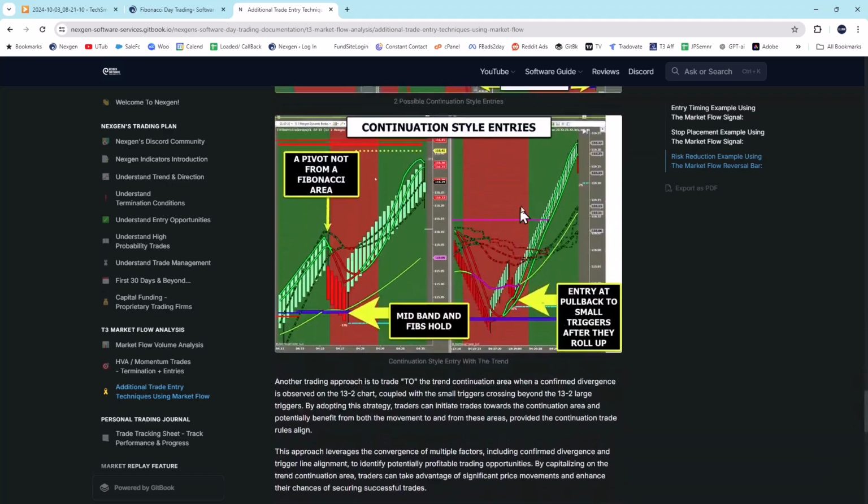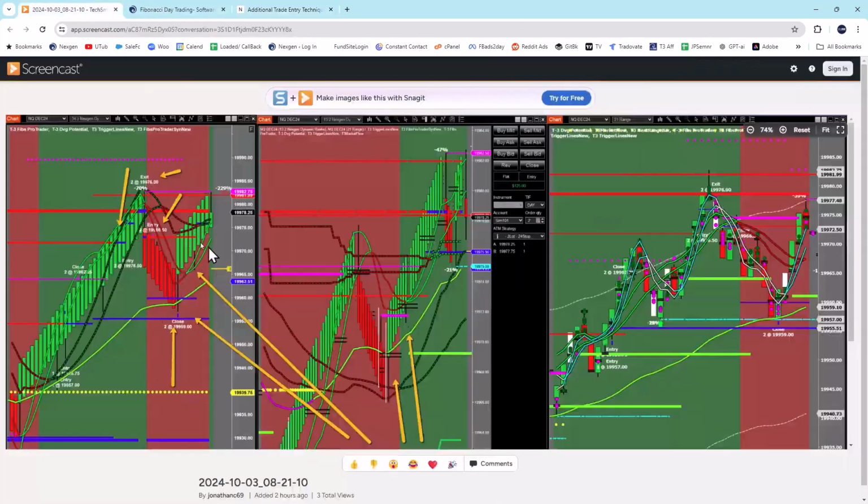Okay, so this is the picture right here. A continuation style entry. And basically it says, hey, I think we're going to keep going up. Essentially, you just buy a pullback to your small triggers after they roll over. Okay? I mean, that's it. Entry at your small triggers after they roll over. So that's pretty much the answer to your question on your picture, which is how can I get back in on my big chart? And once the small triggers roll back up, that's the answer. Now, there's not a lot of room there to make a lot of money, but that was the answer.